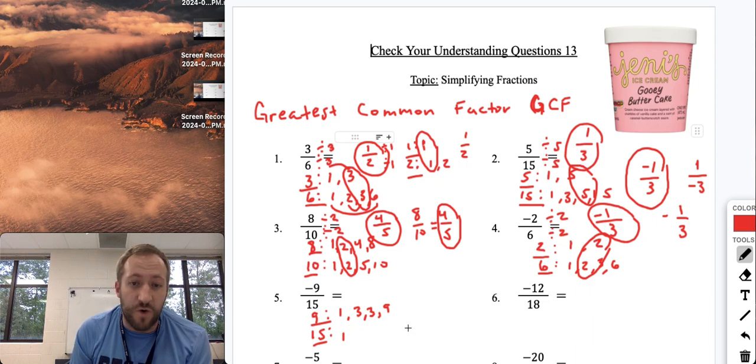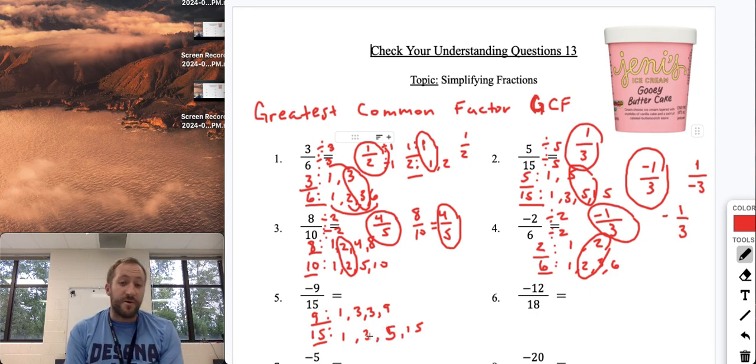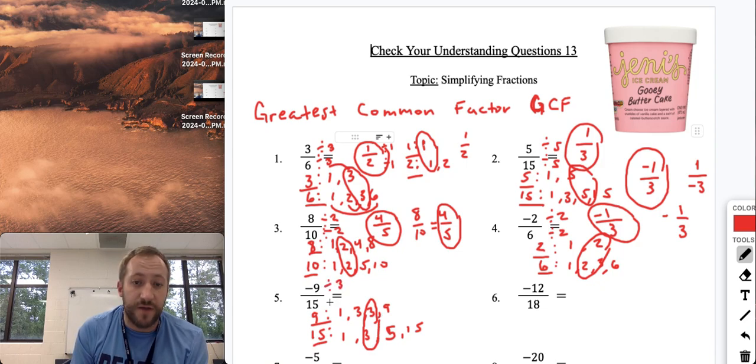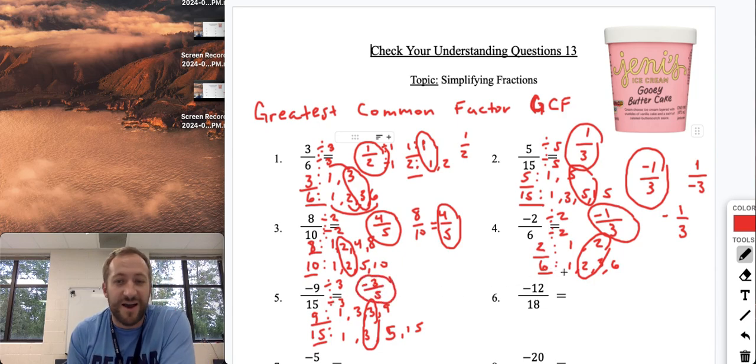Factors of 15 are 1 and 15, 3 and 5. And that is it. Greatest common factor here is the 3. They both have a 3. So I'm going to divide them both by 3. Negative 9 divided by 3 gives me negative 3. 15 divided by 3 gives me 5. And that's a simplified form of that one.